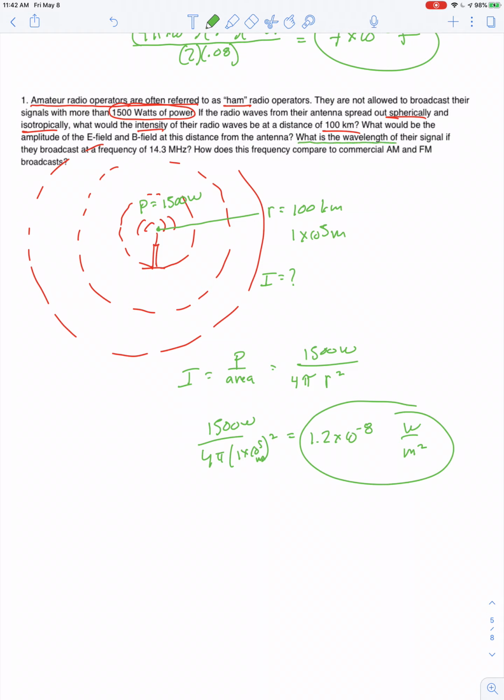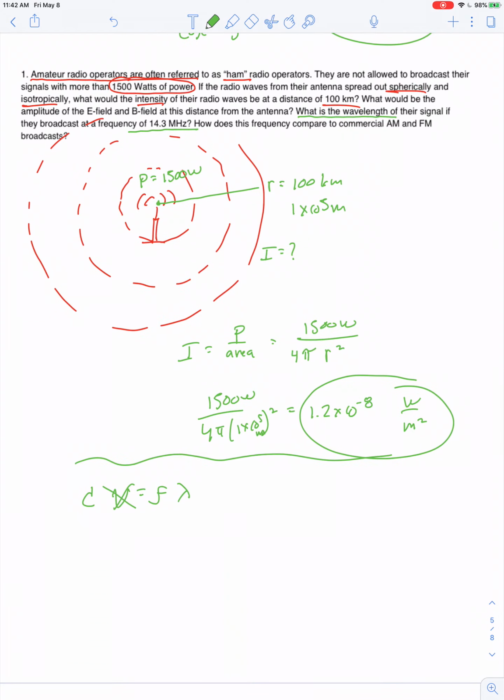What's the wavelength if they're broadcasting at a frequency of 14.3 megahertz? Speed is equal to frequency times wavelength. In this case, since it's radio waves, which are part of the electromagnetic spectrum, it's the speed of light. So we're asked to find the wavelength. The wavelength is equal to the speed divided by the frequency. So it's 3 times 10 to the 8th meters per second divided by 14.3 megahertz.